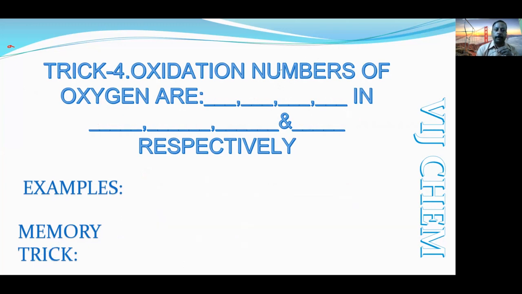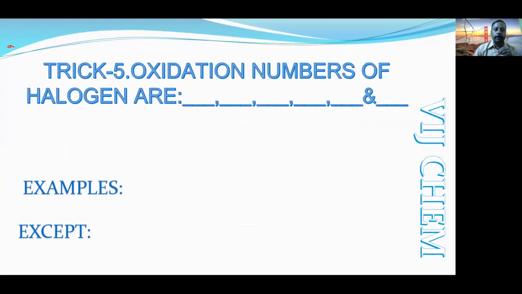Okay, now let's go for the next one. Trick number 4 is very important. Oxygen oxidation number: 0, -2, -1, -1/2, depending on the type of oxide. Okay, so next one we are going for the oxidation number of halogen.